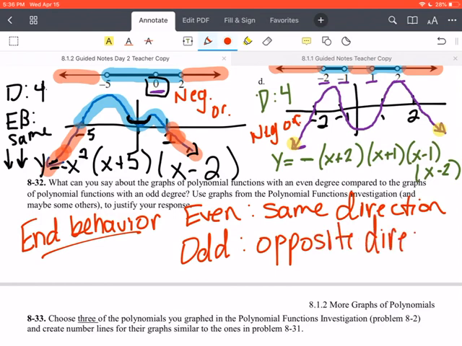That is what I want you to have mastered. Okay, now if there's a negative, then we're going to call it having negative behavior, and that is going to be kind of the opposite of what our parent functions tell us.